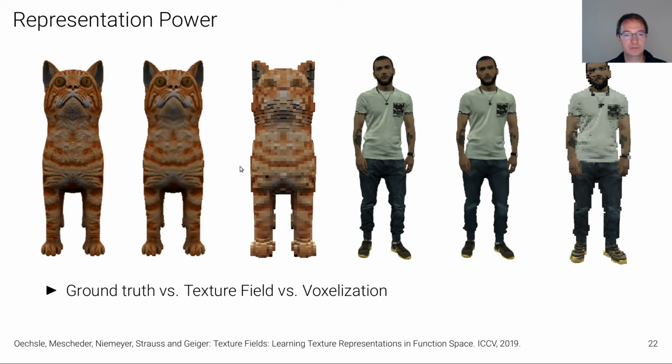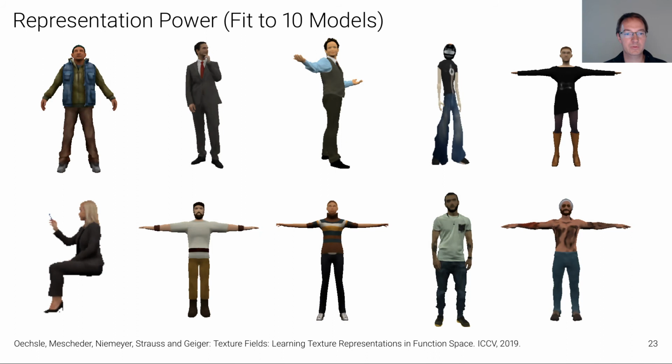This was overfitted to each of these two objects individually, but we can also overfit our model to multiple objects simultaneously. So in this case, we have overfitted to these humans here simultaneously.